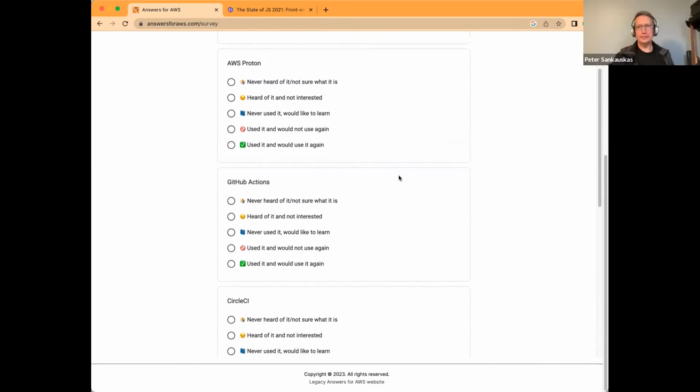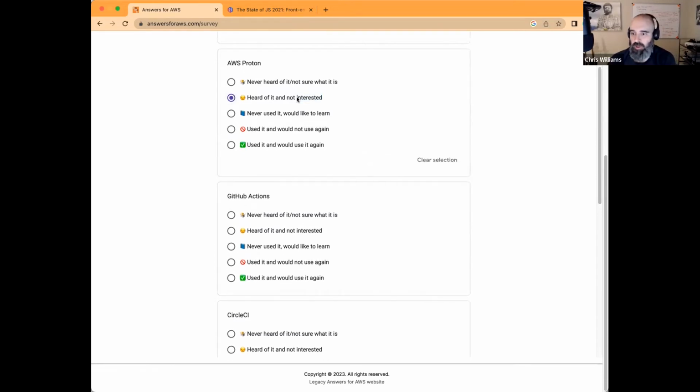AWS Proton. I've heard of it. I'm not particularly interested in it. My skill set does not lean towards that, so that's not really in my wheelhouse.